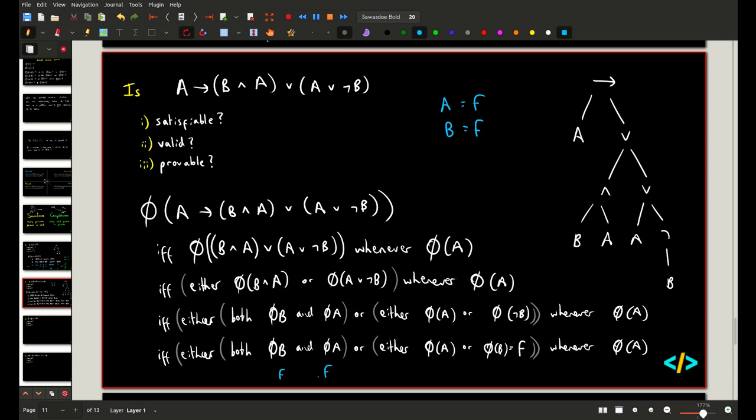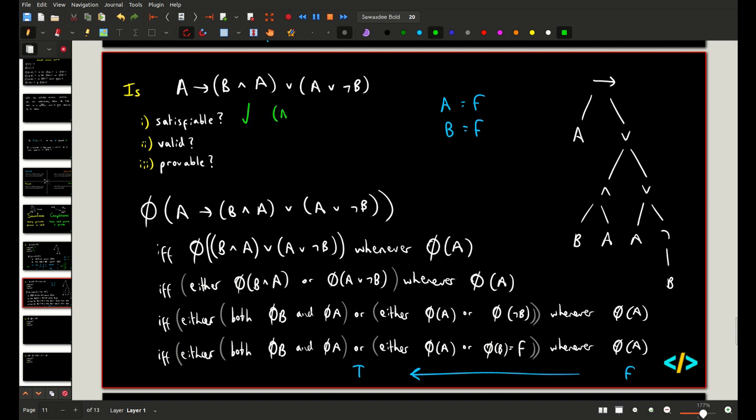If A is false and B is false, so if either phi A or phi B is false, we know not phi B will be true, so this thing would be true. False or true just becomes true, and this just turns into false implies true. Is that true? Does false imply true? False does in fact imply true.